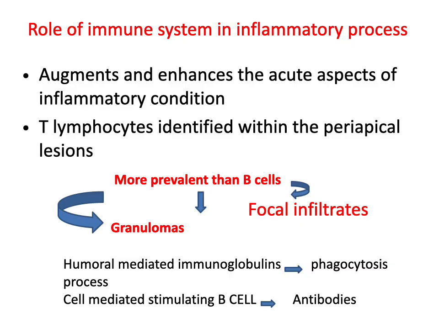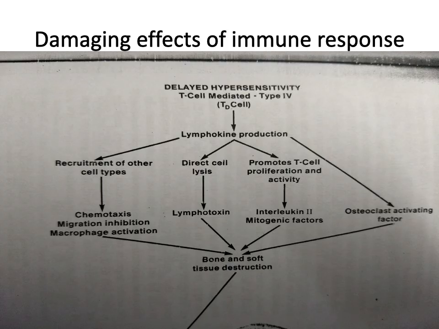The role of the immune system in the inflammatory process is that it augments and enhances the acute aspects of inflammatory conditions. T lymphocytes are identified within the periapical lesion, and the most prevalent one is B lymphocytes. This will result in granuloma. The humoral mediated immunoglobulins will result in the phagocytosis process, and the cell mediated stimulation of B cells causes antibodies. So this is the flowchart of the delayed hypersensitivity reaction.